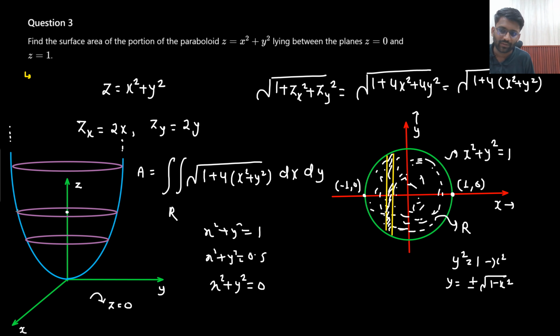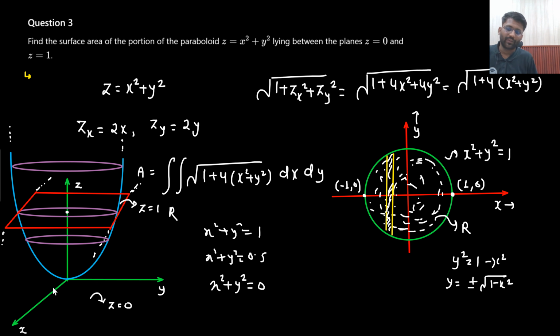The z equals 1 plane will be this much. Here z is equal to 1. So this is your z equals 1 plane, which is extended completely, which is extended like this.